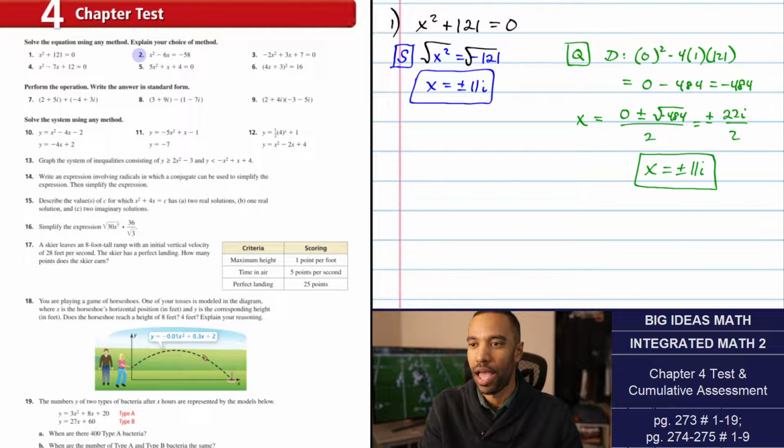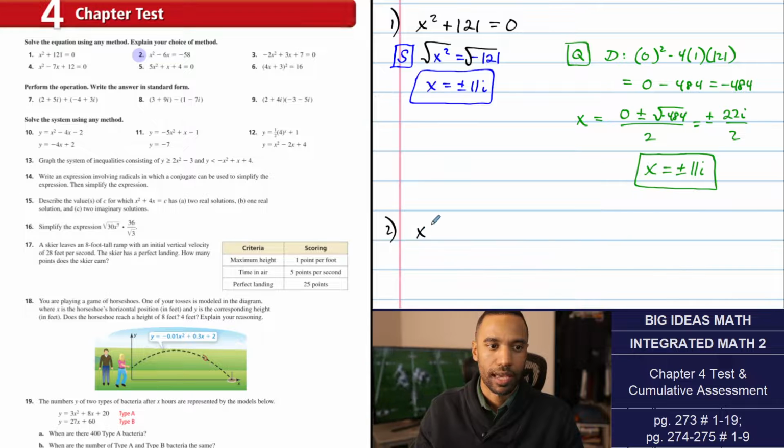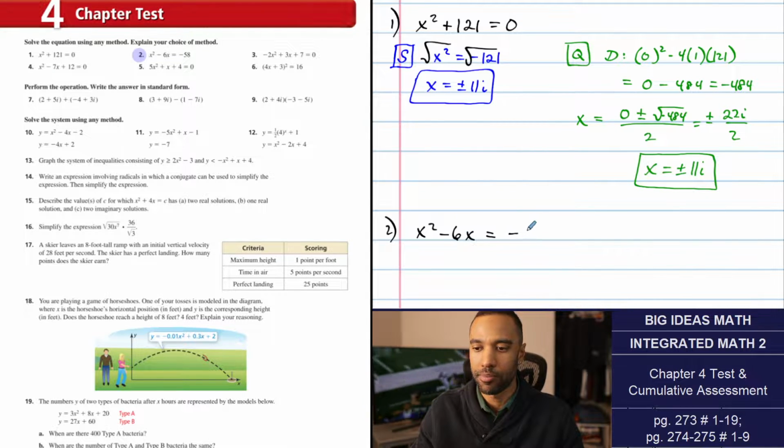Let's look at number 2. X squared minus 6x equals negative 58. Now, with the way that the problem's presented, I have an immediate preference.